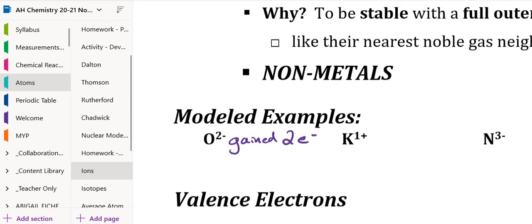Would we call it an anion or cation? An anion, very good. And when it formed an ion, it formed a negatively charged ion. So is oxygen a metal or a non-metal? Non-metal, very good.